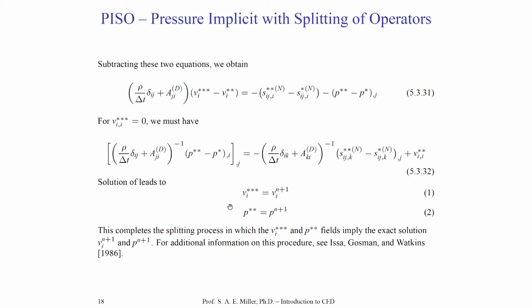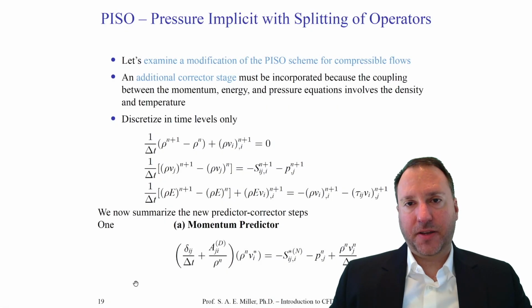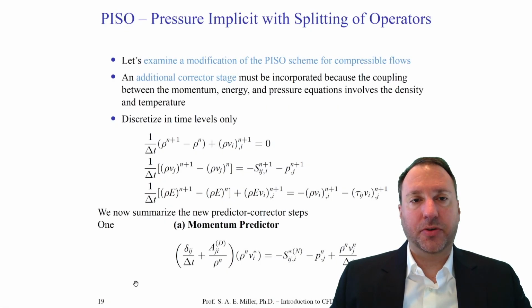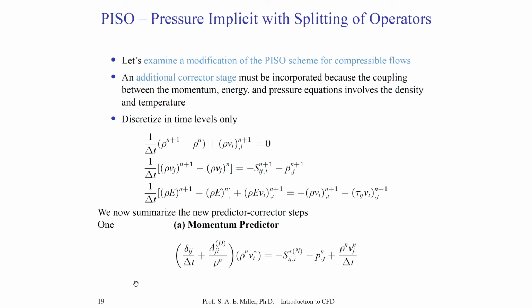For these particular procedures, you can see the full derivation and implementation in a paper by Issa, Gosman, and Watkins from 1986. This is the so-called PISO compressible form. Let's now examine the modification explicitly for compressible flows. We would add an additional corrector stage, because now there's coupling between momentum, energy, and pressure. There are fluctuations of density and temperature with the effect of compressibility, which we did not have before, and they must be accounted for.